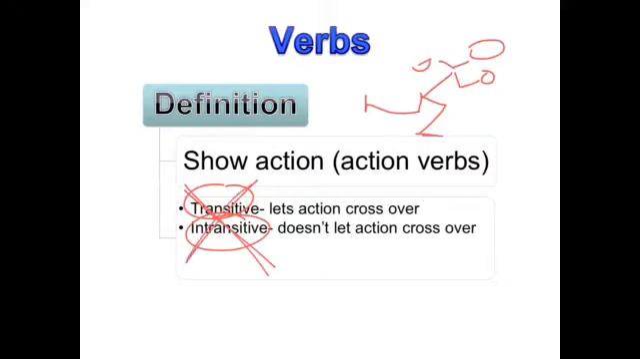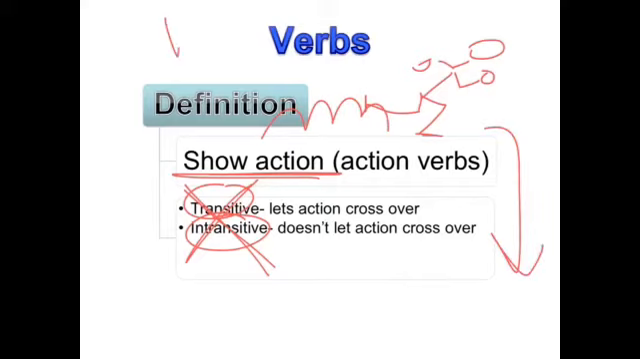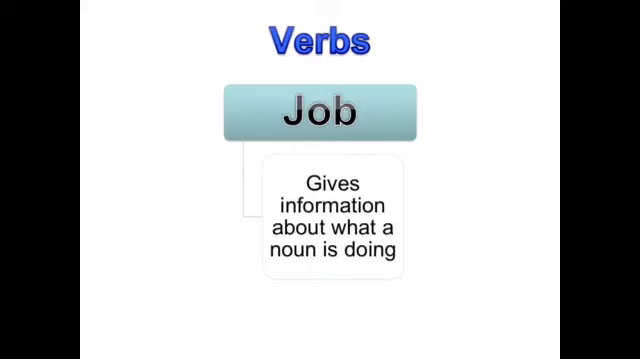And when they show action, it means that they're doing something, whether it's jumping or falling or raining or smacking. Smack. Can't draw a smack. You'll have to deal with it. The verb's job is to give information about what a noun is doing. Whatever it is, the action. Essentially, even if it's going to be a linking verb or the boring verbs, it's just telling you more about what that noun is doing, what it is up to in some way.